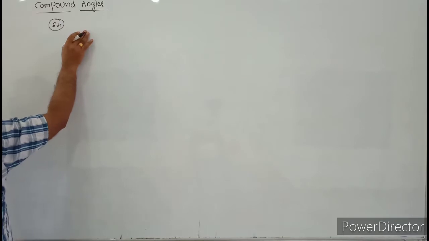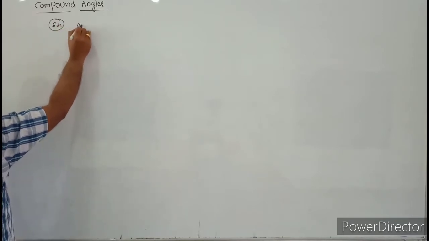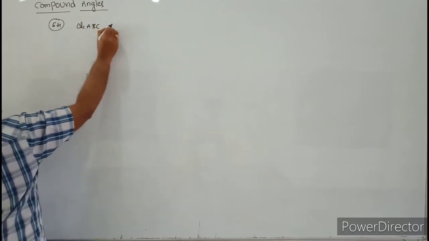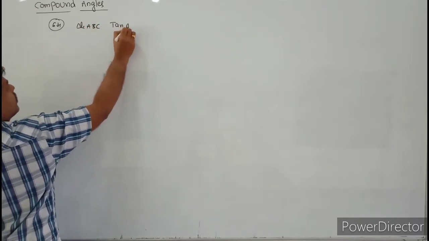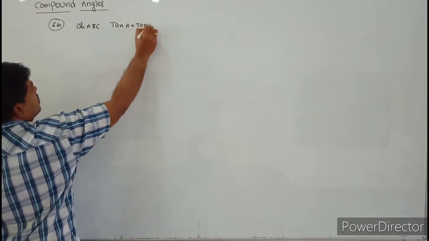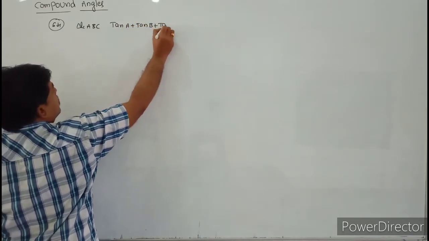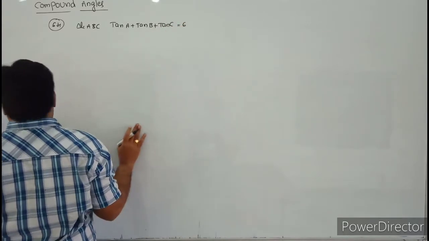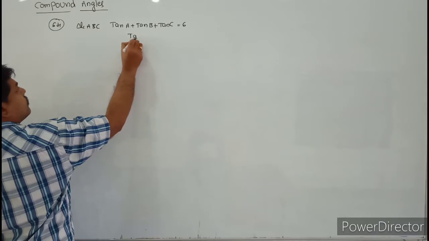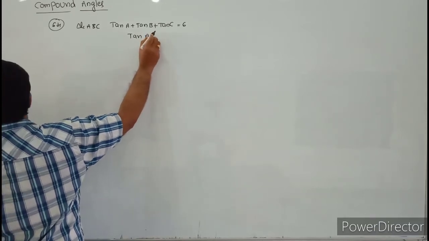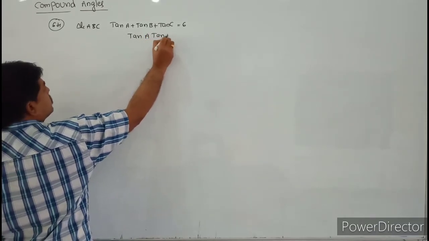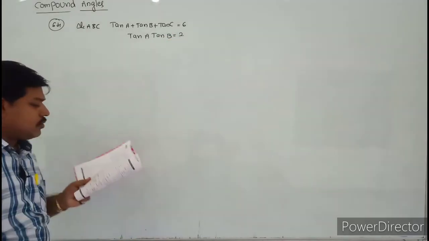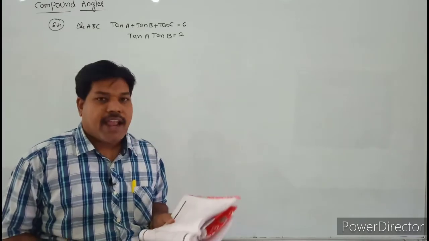So see this question, students. In triangle ABC, tan A plus tan B plus tan C is equal to 6 and tan A into tan B is equal to 2. Then the triangle is.